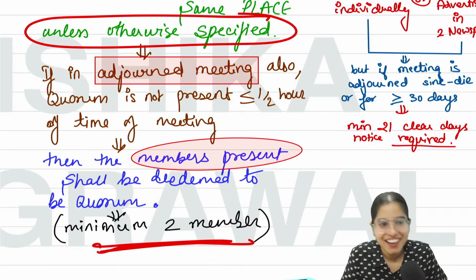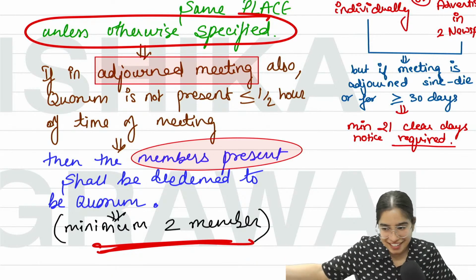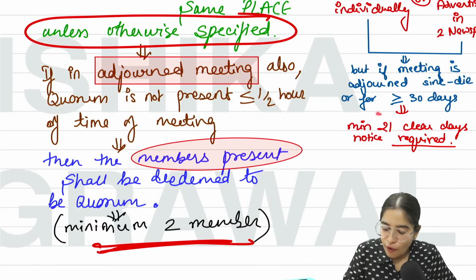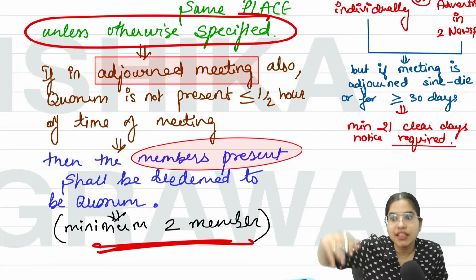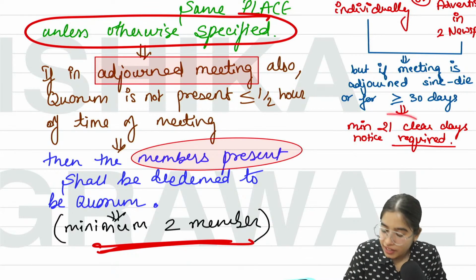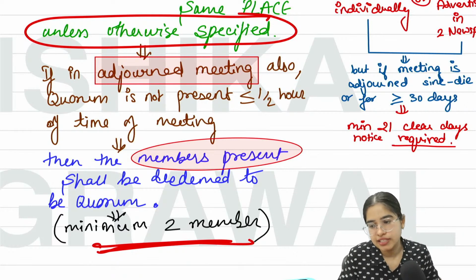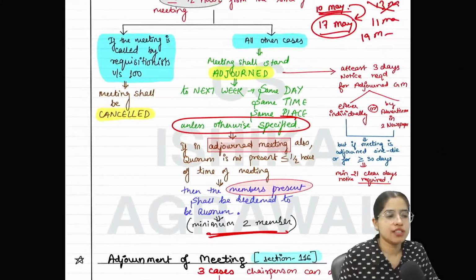So if the meeting is adjourned sine die, which means the meeting is adjourned but the date is not fixed, or the meeting is adjourned and the date of the adjourned meeting is after 30 days, then again you have to give clear 21 days notice. In that case also you have to give a minimum of 21 days notice. So this is a small point.